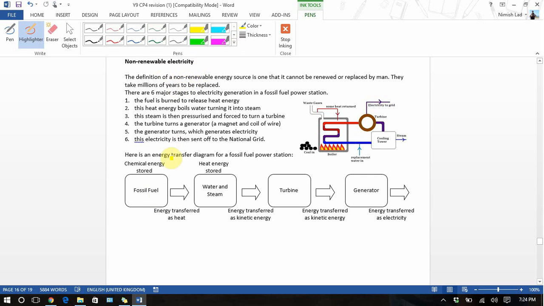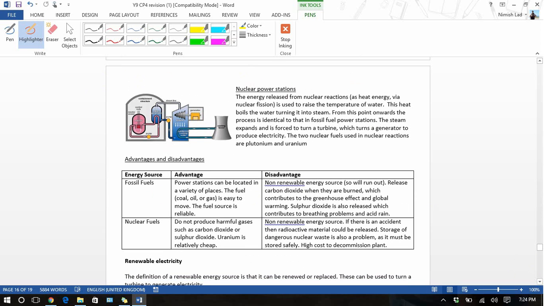So that fossil fuel is then burnt, so that makes chemical energy into heat energy. That heat energy is then stored in that water and steam and transferred into kinetic energy, which turns a turbine as kinetic energy, and that turns a generator as kinetic energy, making electricity. Nuclear power stations also use that process, but there's nuclear fission taking place, which heats the water rather than actually burning the fuel. So you need to know the advantages and disadvantages of each of these.